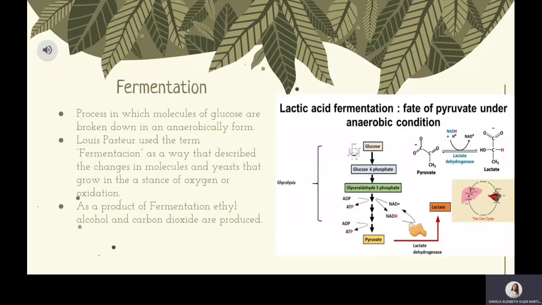Fermentation is a process in which molecules of glucose are broken down in an anaerobic form. Louis Pasteur used the term fermentation as a way to describe the changes in molecules and yeast that grow in the absence of oxygen or oxidation. Fermentation has as products ethyl alcohol and carbon dioxide.